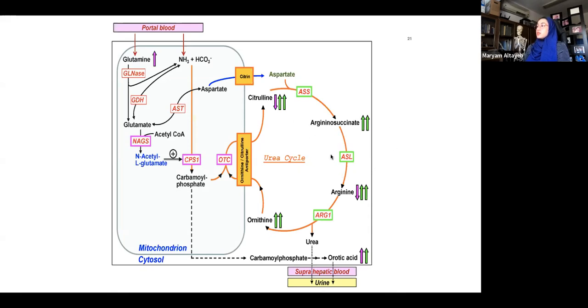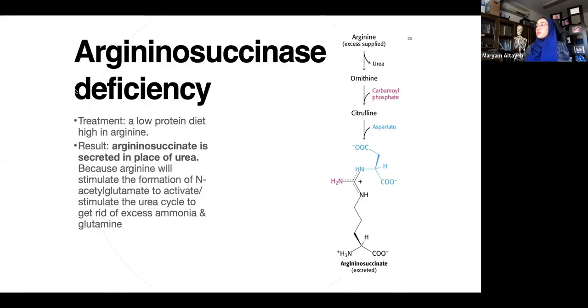So the argininosuccinase deficiency. Okay, so here what we have to do is treat with a low protein diet that's high in arginine. Okay, why would we have a diet high in arginine? Why would that make sense? So arginine is going to be important for us to convert this into urea, right? To convert the protein into urea and keep the cycle going. So the arginine is going to stimulate the formation of N-acetylglutamate, which remember we said is very important. And that's going to activate the urea cycle to get rid of excess ammonia and excess glutamine.